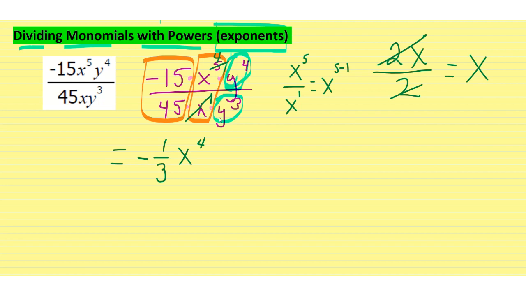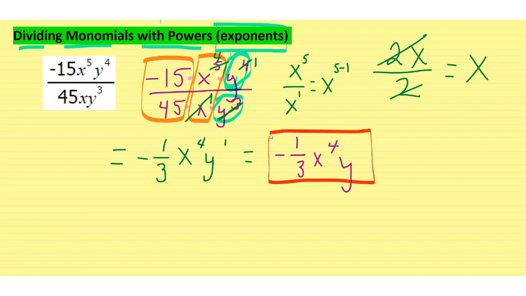And that means that I can cancel all 3 of these y's. And if I cancel 3 of the 4, that leaves me with just 1. So that's y to the 1st power. And if I want to, I can let this 1 go invisible. So my final answer I can write as negative 1/3 x to the 4th y. So that is a completely acceptable way to write our answer.